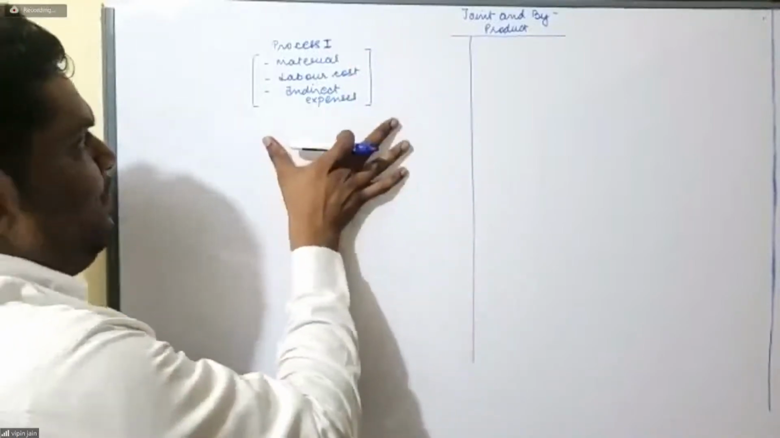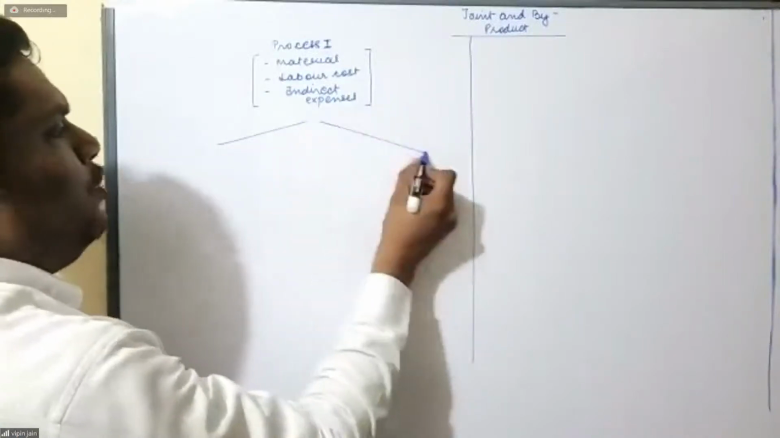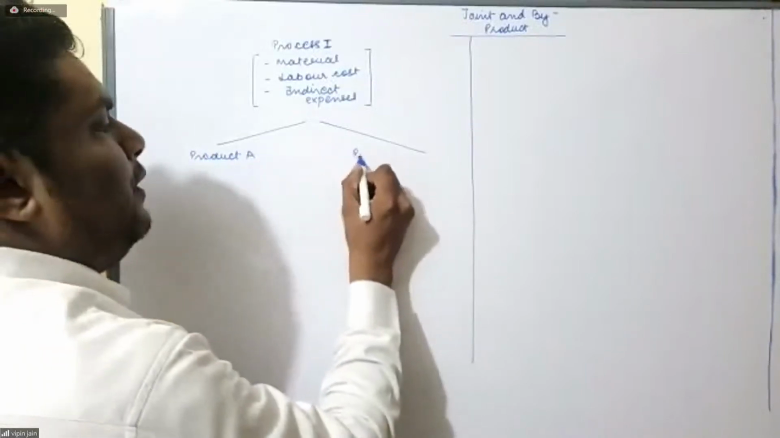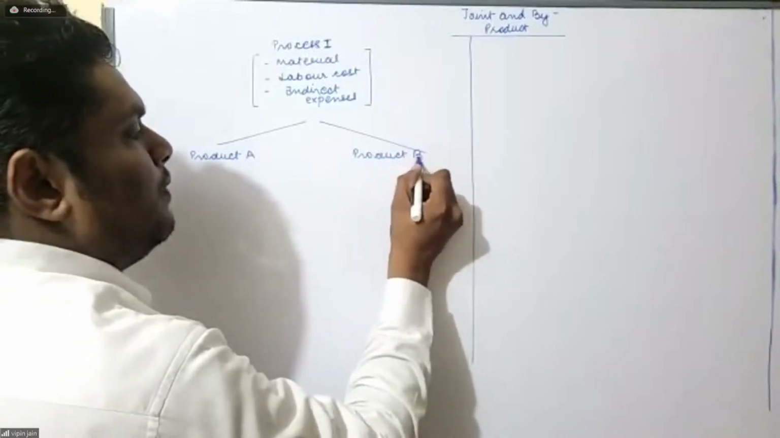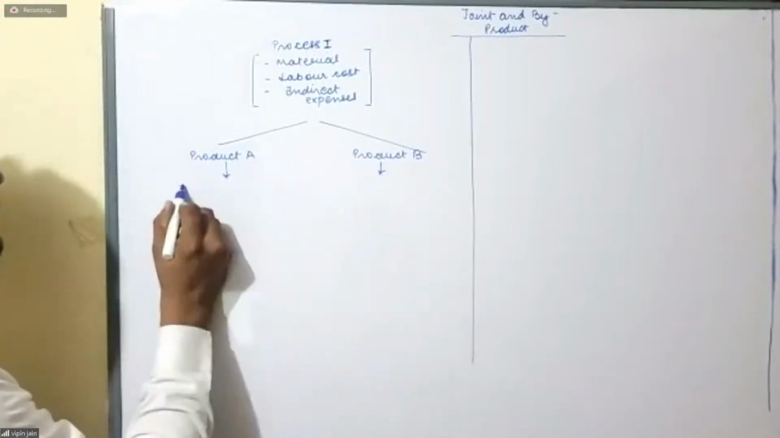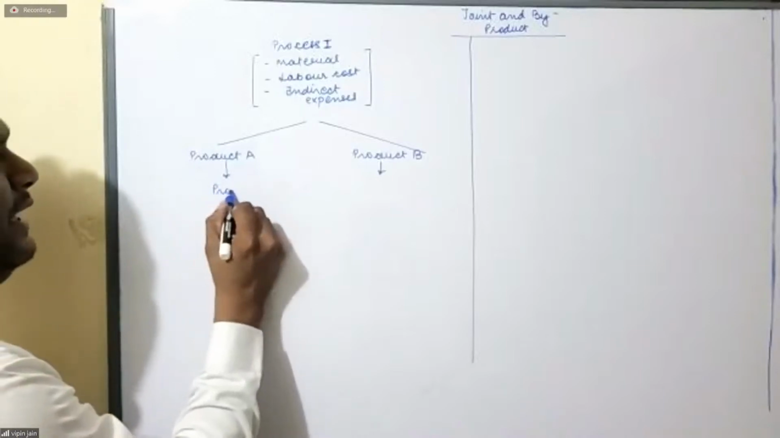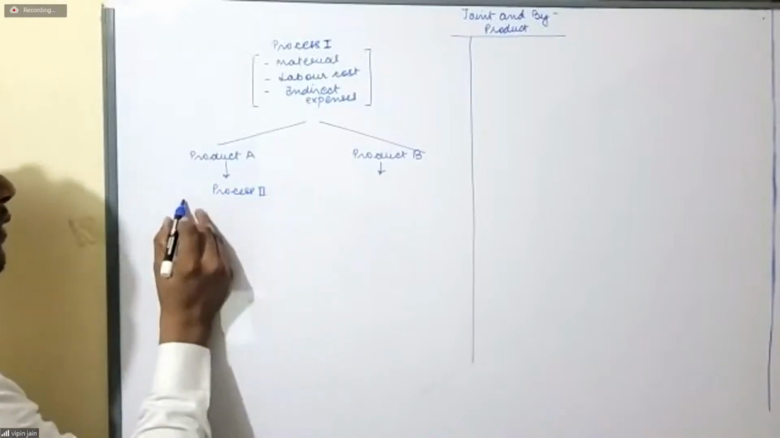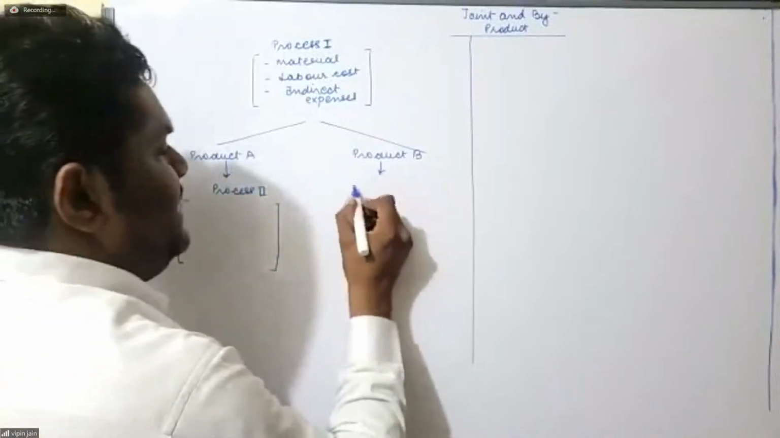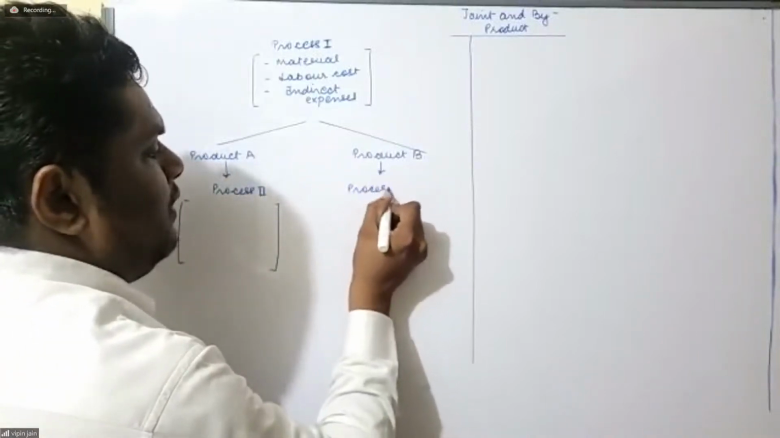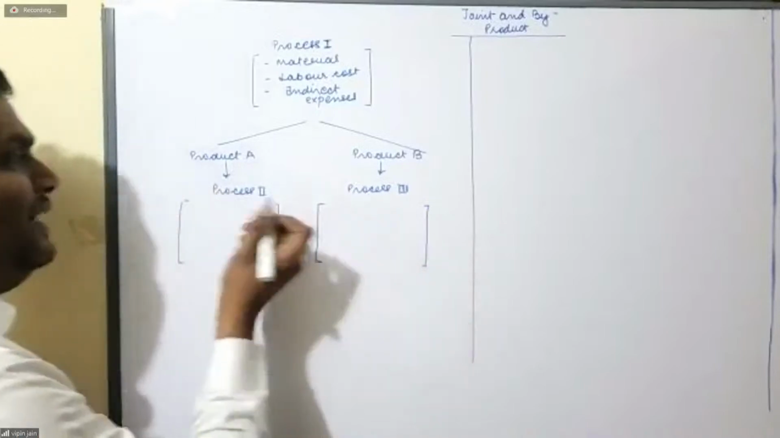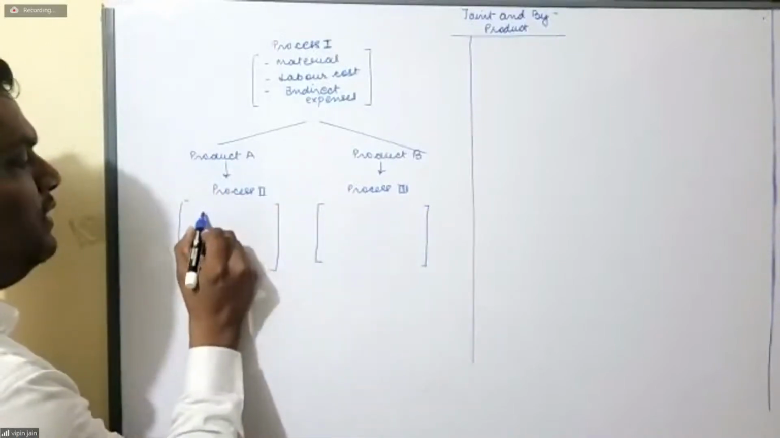So from this process first, I'm getting two products as an output. Let's say product A and product B. Now, this product A is further processed, let's say in process second, and product B is further processed in process third. Again, separate set of costs are incurred in process second and process third.